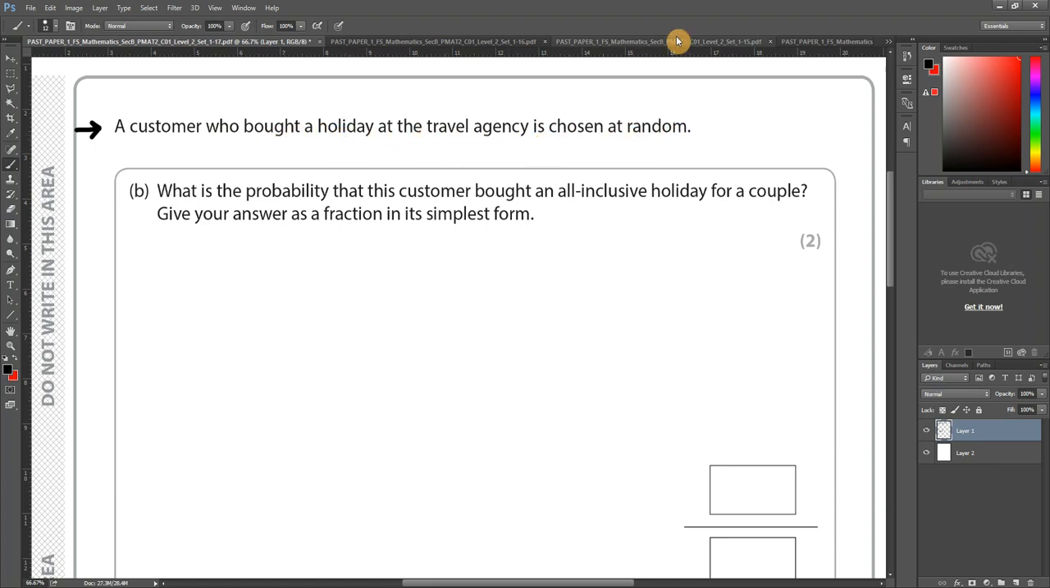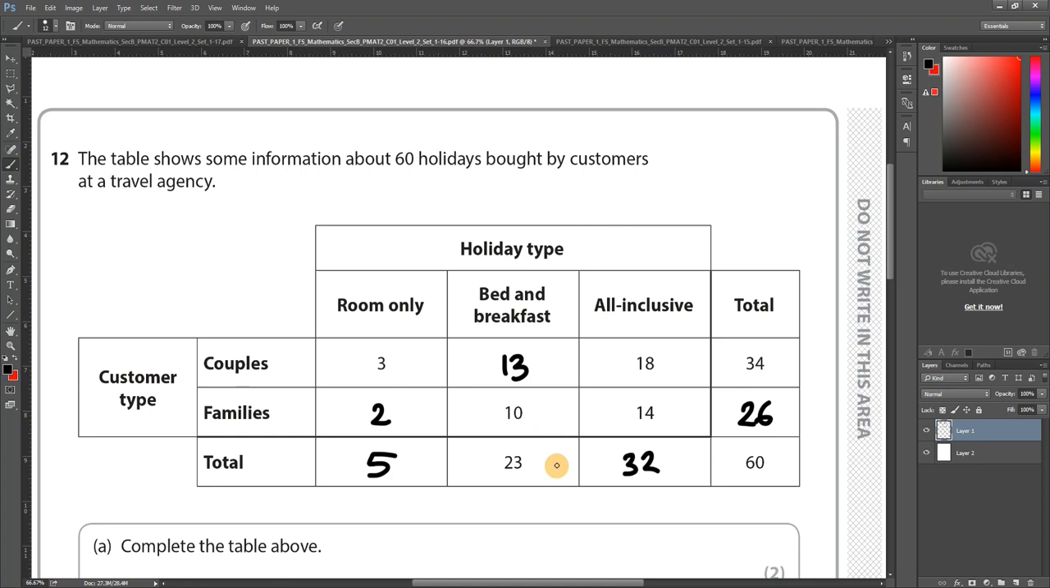A customer who bought a holiday at the travel agency is chosen at random. So they're picking from everyone who bought a holiday at the travel agency. Let's go back to the table. Well, everyone who bought a holiday was all of these guys. That's all of them. So that's 60 people. This shows 60 holidays bought by customers. So it's definitely out of 60.